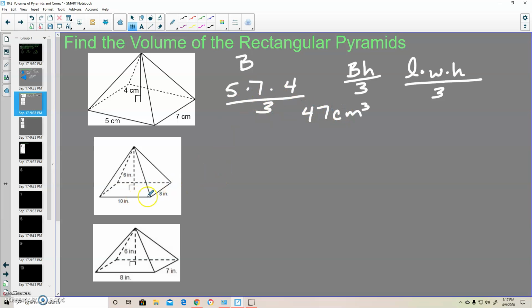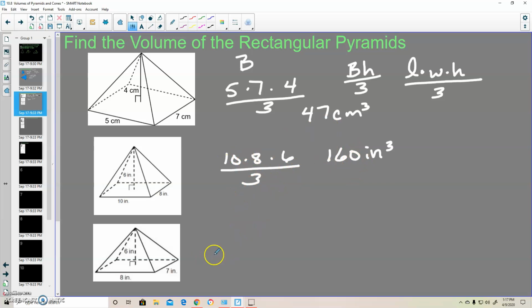Okay, again, length, width, height divided by 3. So 10 times 8 times 6 divided by 3. Well, that gives us 80, and that should be 160 when we multiply and divide that out. So 10 times 8, I just went ahead and divided the 6 by 3 first and got 2, and 80 times 2 is 160. We should get 160, and that's inches cubed. Okay, so again, showing your work here, answer here.